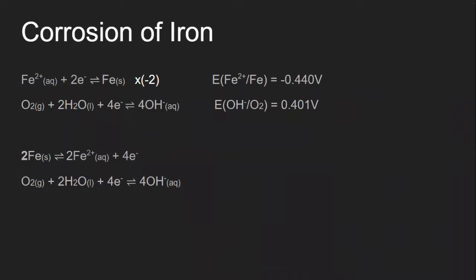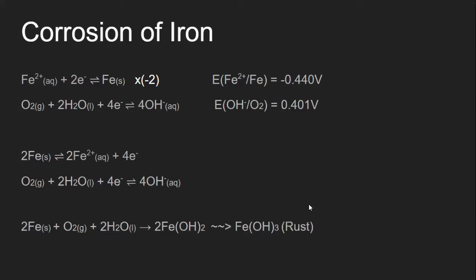So now to get the full reaction, the whole equation, we want to balance the electrons so we can cancel them out. To do that, we multiply the iron half reaction by -2, giving us 2 Fe yields 2 Fe2+ plus 4 electrons. And from that, we can get the full reaction: 2 Fe plus O2 plus 2H2O yields Fe(OH)2, which quickly converts to Fe(OH)3, which is generally associated with rust.